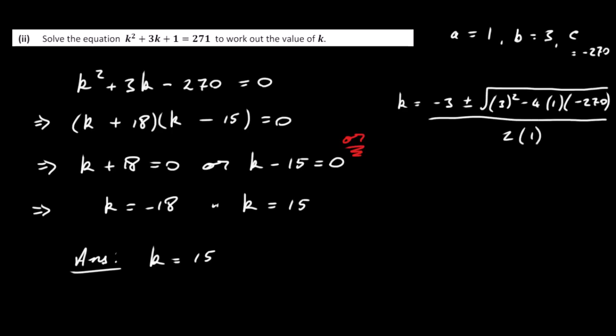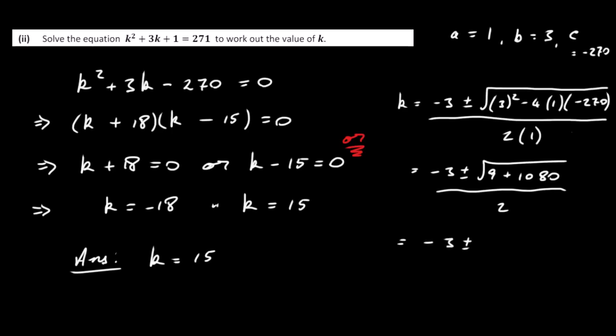A is 1. So that's going to give me, let's see, minus 3 plus or minus the square root of something here over 2. So let's see, 3 3's 9, and then minus times minus is plus, and we've got to do 4 times 270, which is 1080. So that'll give me minus 3 plus or minus the square root of 1089.